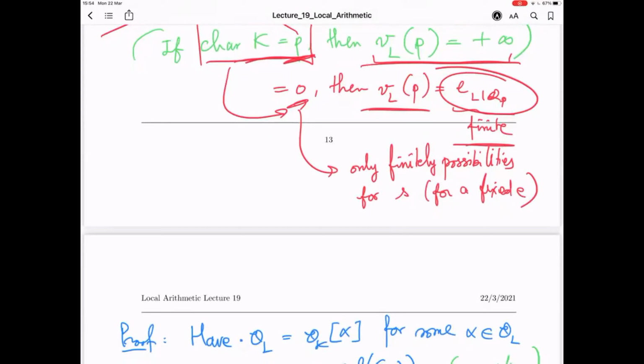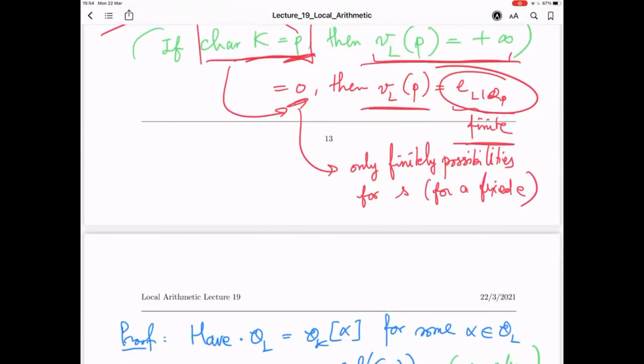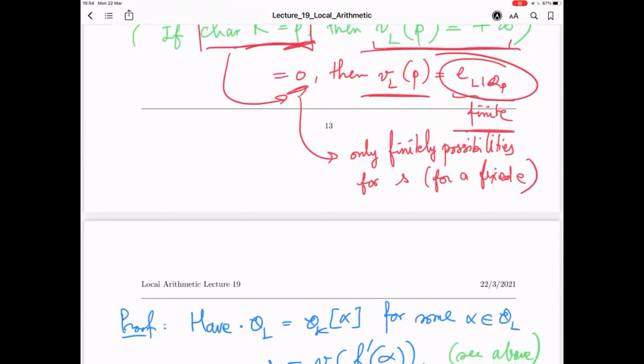So write OL as OK[alpha] just as just now, and we have seen that S is the valuation of F prime of alpha. This is what we have proved, because we have proved that D_{L/K} is F prime of alpha OL. So this and this are saying the same thing. So let's first consider the unramified case, when S is equal to 0. So we have to prove that S is equal to 0 if and only if E is equal to 1.